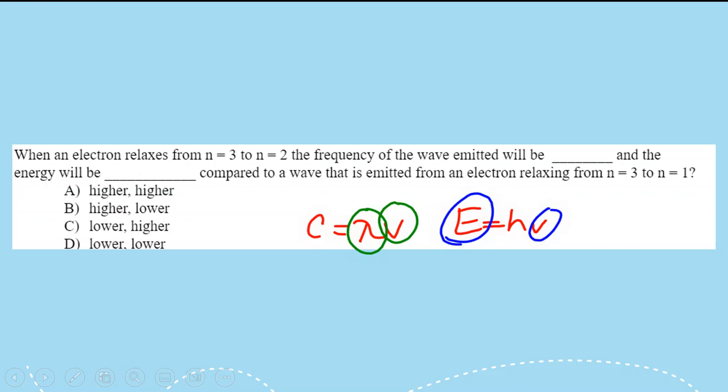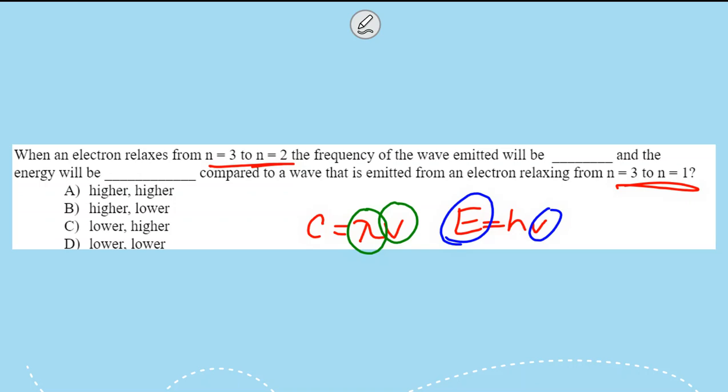inversely. So here, if we're going n equals 3 to n equals 2, the frequency would be higher or lower? Which one's going to take more energy for the jump anyways? N equals 3 to 2 or 3 to 1? Which one's going to be a larger jump? 3 to 1 is the larger jump, right? So 3 to 2 should be lower frequency, lower energy, right?